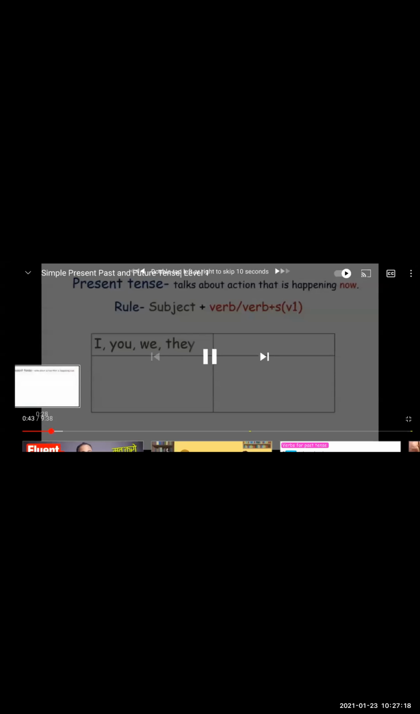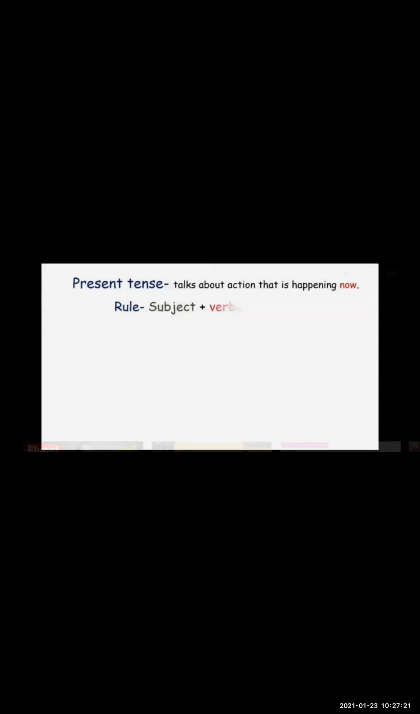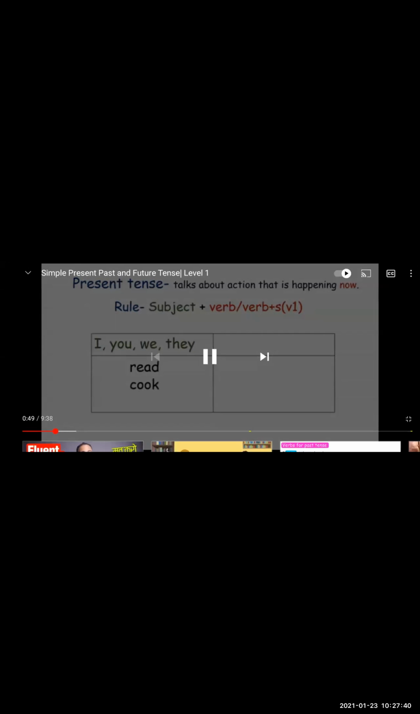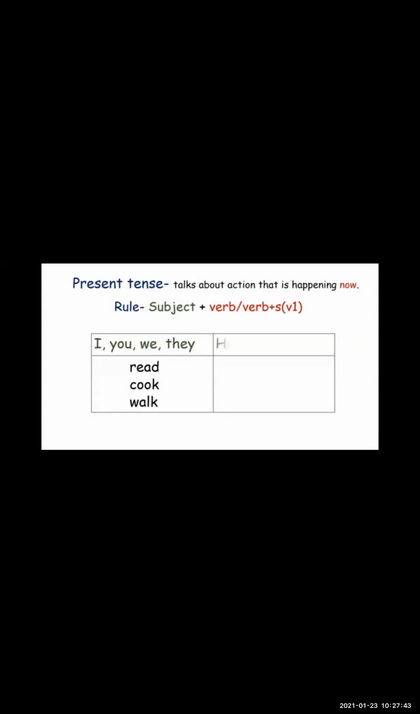Present tense is for actions that are happening now. Rule: this sentence is created with the subject plus the verb in its base form or the verb with an S added. If the subject is I, you, we or they, then the verb is in its base form, like read, cook and walk. On the other hand, if the subject is he, she, it or a common or proper name, then the verb adds an S to it, like reads, cooks, and walks.